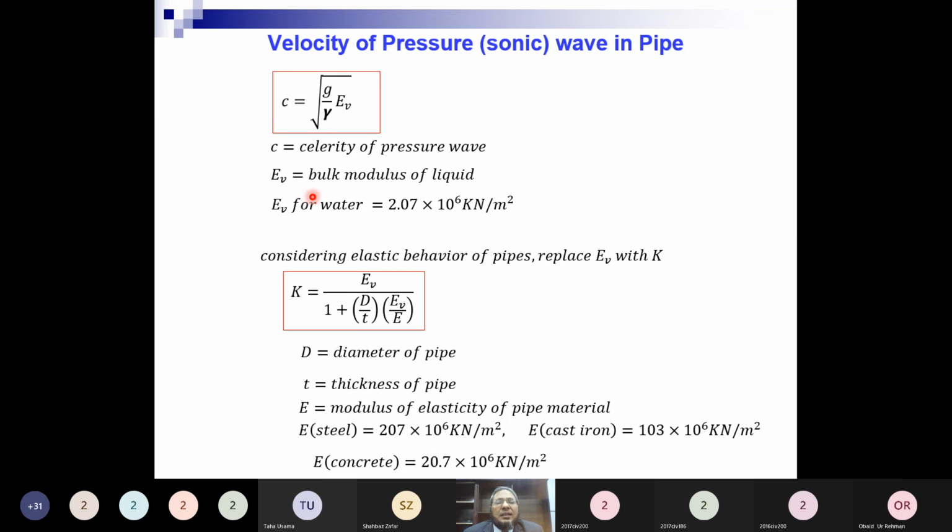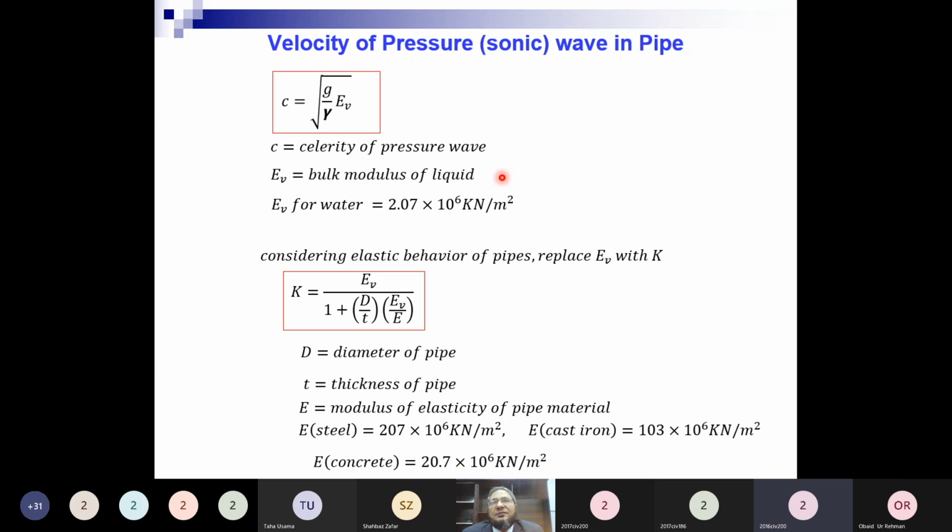And what is, by the way, bulk modulus? Can anybody define? What is the bulk modulus? The change in volume of a liquid when unit load is applied on it. Sorry, can you repeat it again? The change in volume of a subject when a unit load is applied on that subject.